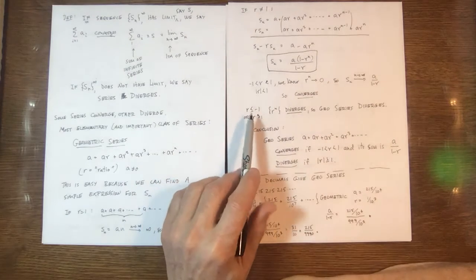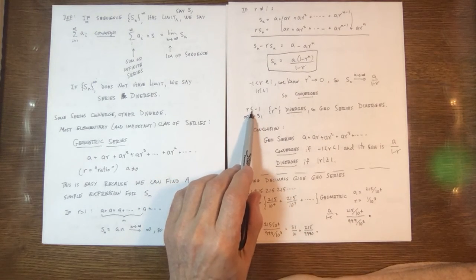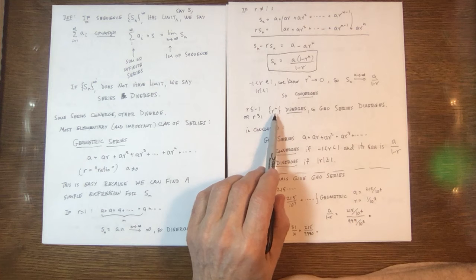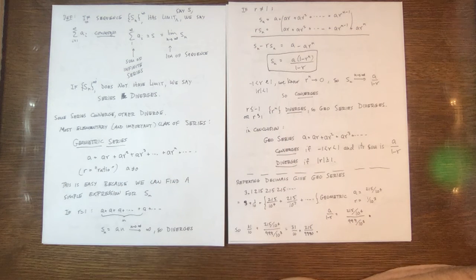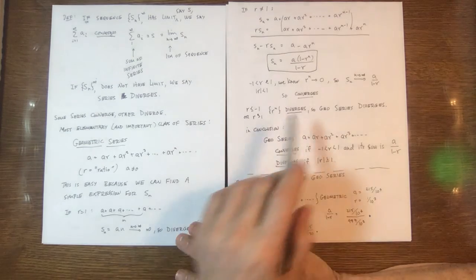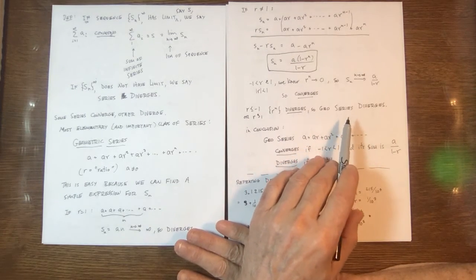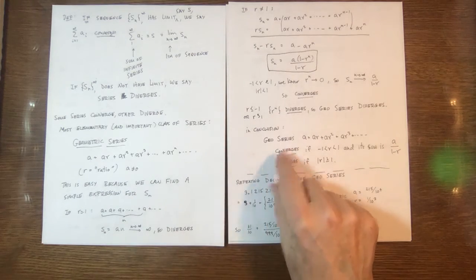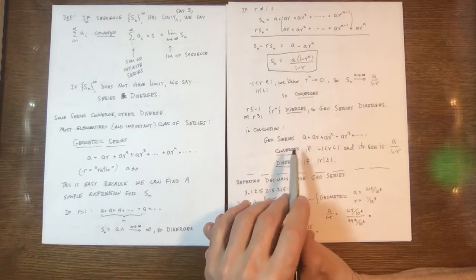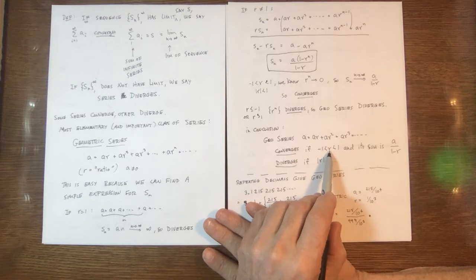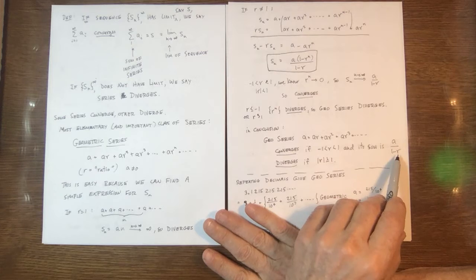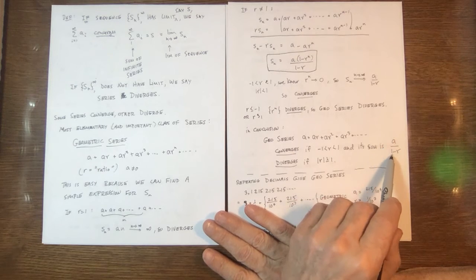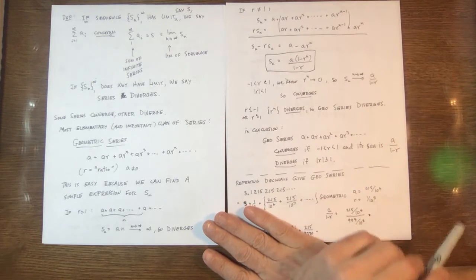If r is bigger than 1, or less than or equal to negative 1, then it diverges. That's like taking higher and higher powers of numbers bigger than 1. Of course, they're going to infinity. So you get divergence. So, in conclusion, we get the full story for geometric series. They converge if r is strictly between minus 1 and 1, and it converges to this. It's the first term divided by 1 minus the ratio.